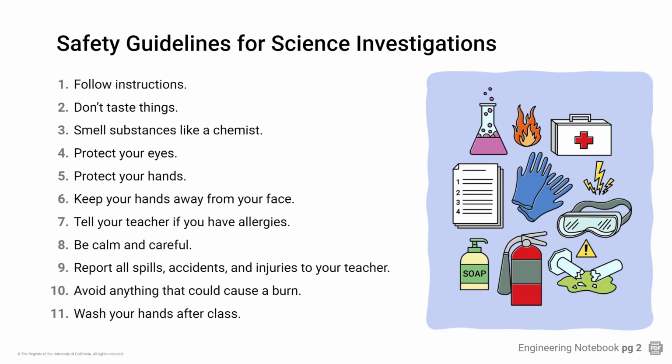Safety guidelines for science investigations. 1. Follow instructions. 2. Don't taste things. 3. Smell substances like a chemist. 4. Protect your eyes. 5. Protect your hands. 6. Keep your hands away from your face. 7. Tell your teacher if you have allergies. 8. Be calm and careful. 9. Report all spills, accidents, and injuries to your teacher. 10. Avoid anything that could cause a burn. 11. Wash your hands after class.